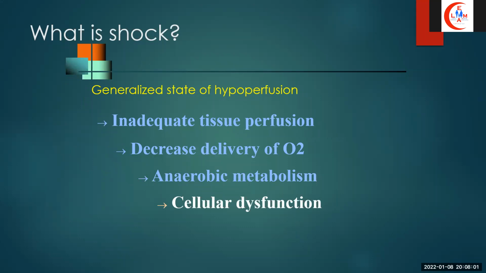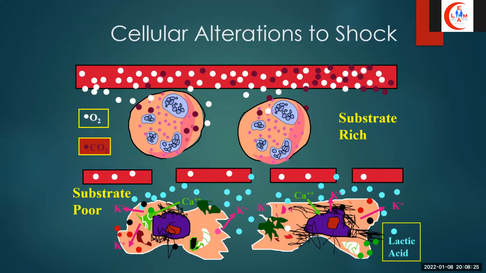And the cells are now starting to become dysfunctional. If we don't recognize the patient in a state of shock and don't act as early as possible, what will happen? The cells will die, the tissue will die, and of course the patient will die. So we'll talk about what happens at the cellular level.